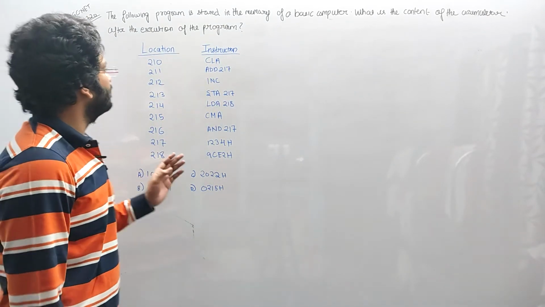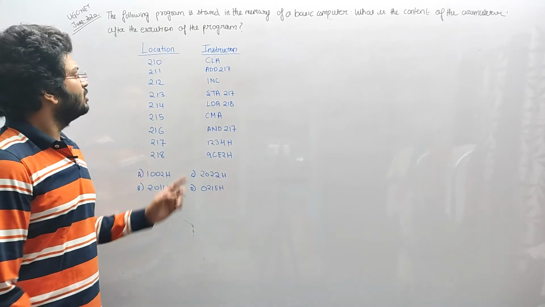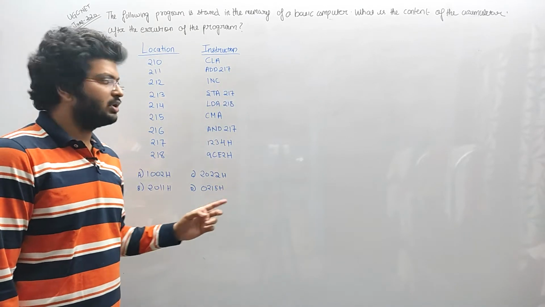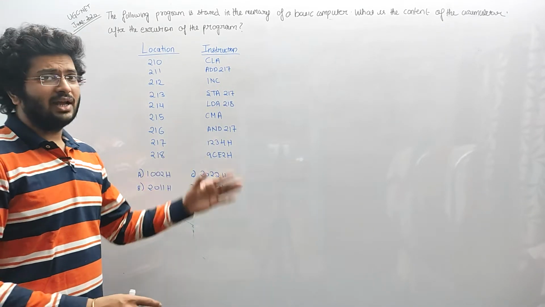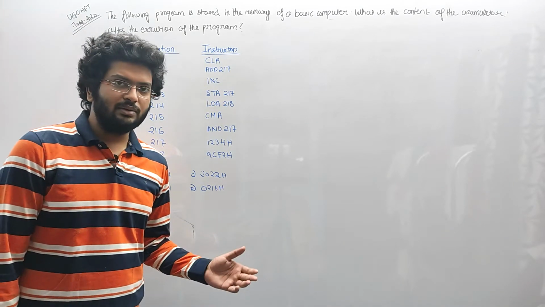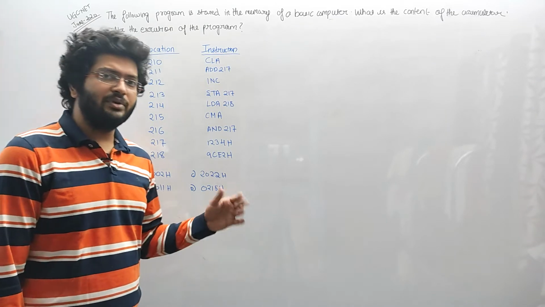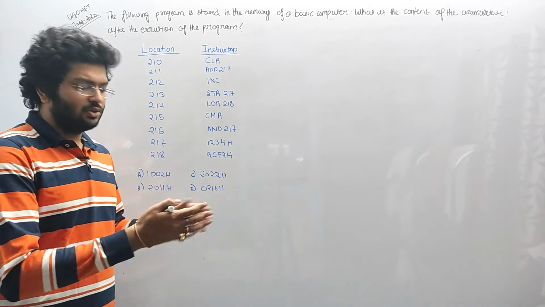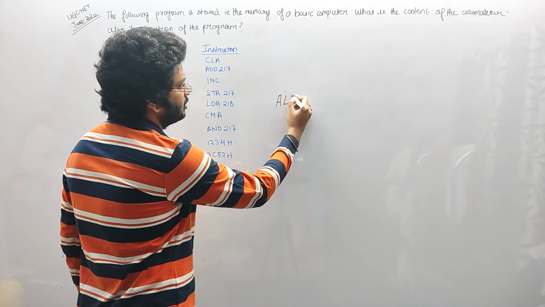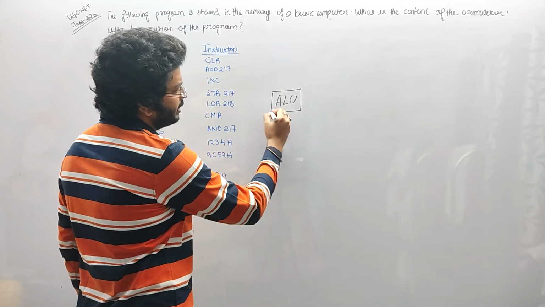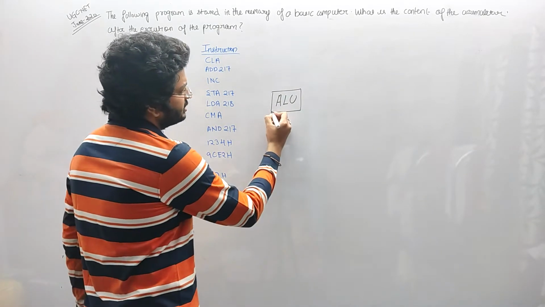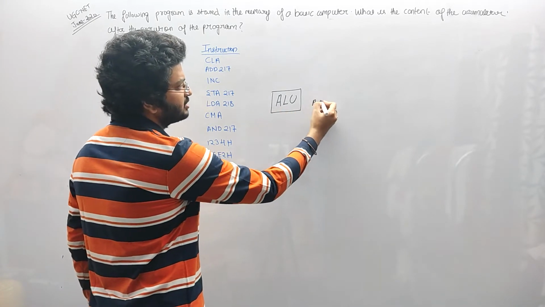Here a basic program is given for a basic computer. These are the memory locations, and these are the instructions present at the memory locations. They are asking what will be the content of the accumulator. The accumulator is the register where the intermediate results are stored. Suppose we have the arithmetic and logical unit, the ALU. During the execution of an instruction on the ALU, some intermediate results are formed.